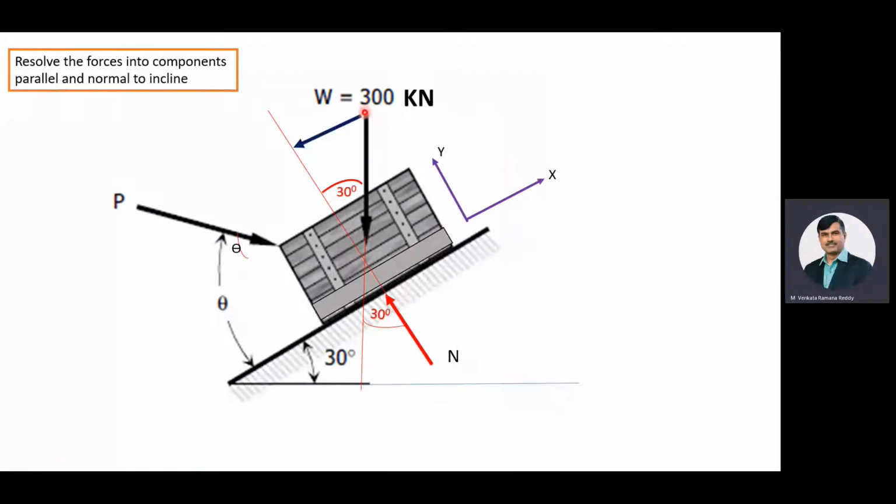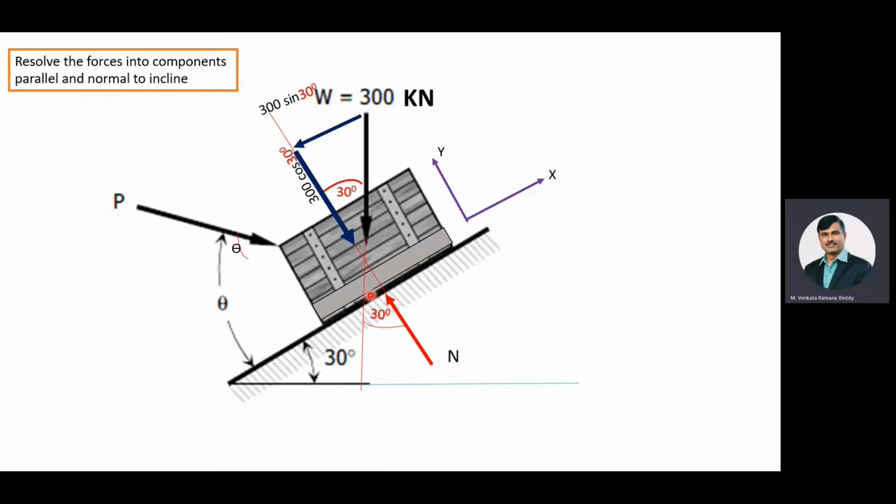The weight force along the incline is equal to W sin 30 degrees, and the weight force normal to the incline is equal to W cos 30 degrees. Now we'll resolve the applied force P. Here the applied force is making an angle theta degrees with the incline.